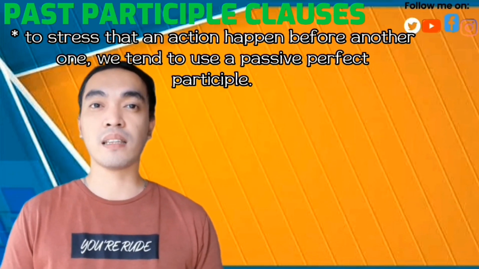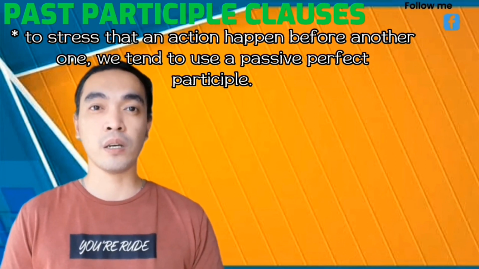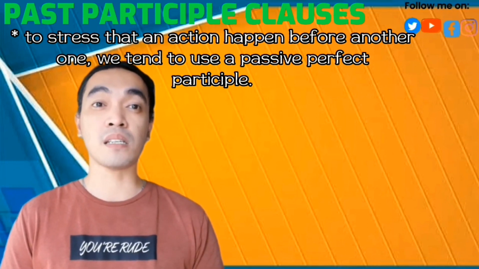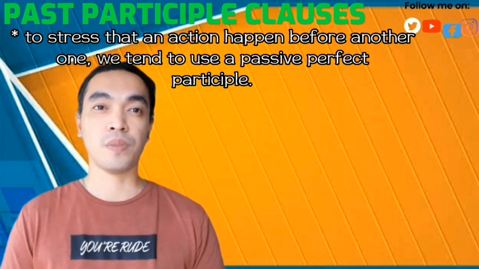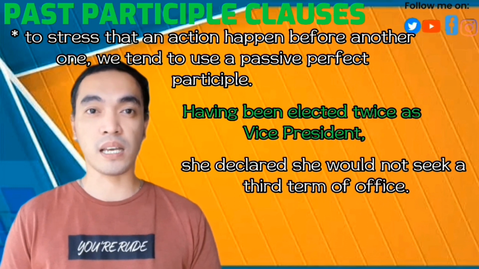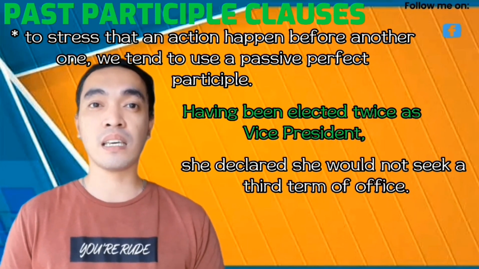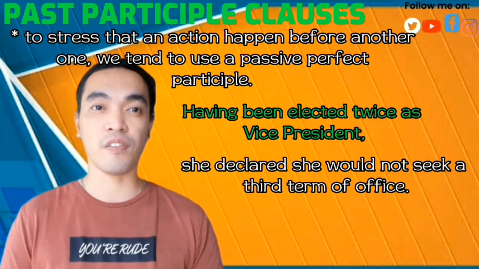To stress that an action happens before another one, we tend to use a passive perfect participle. Here's an example. Having been elected twice as vice president, she declared she would not seek a third term of office.